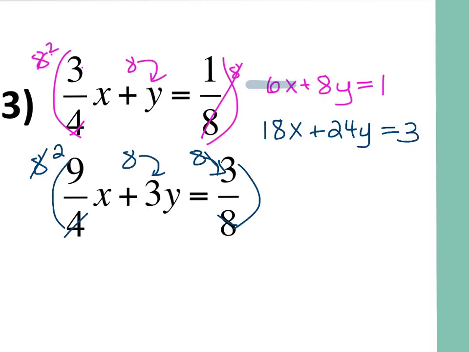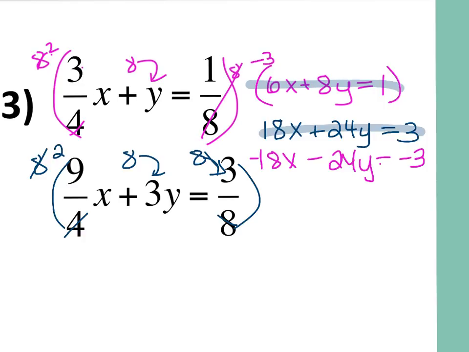So now I'm dealing with these equations. If I multiply the top times -3, I end up with -18x minus 24y equals -3. And this time, all the variables cancel with the 0, and 3 and -3 also cancel, leaving you 0 equals 0. So this is an all real numbers case.